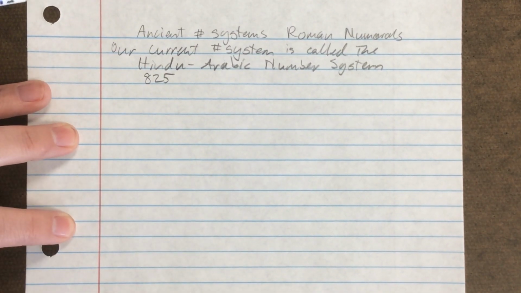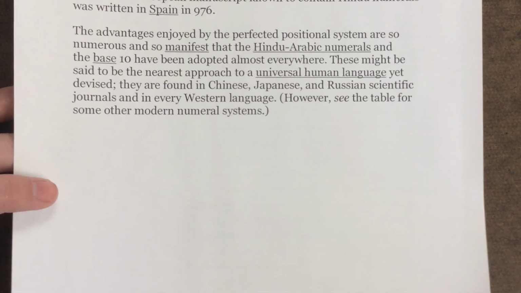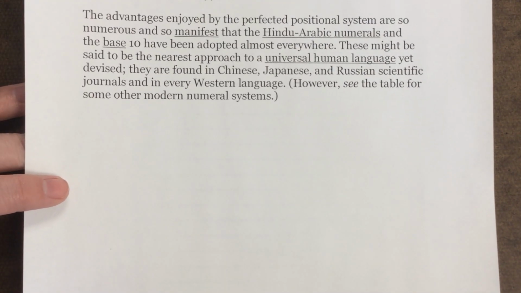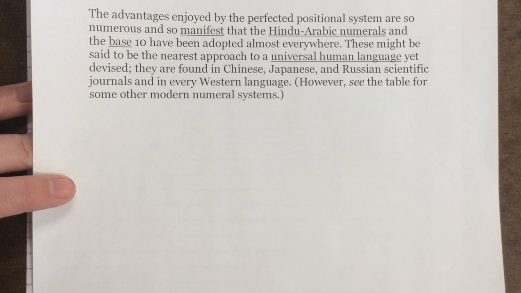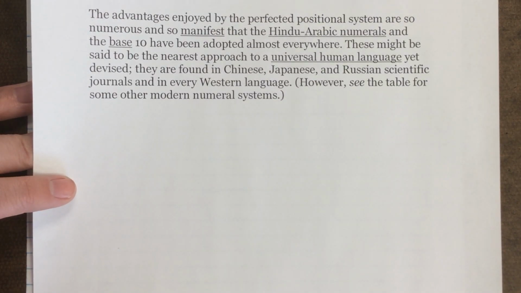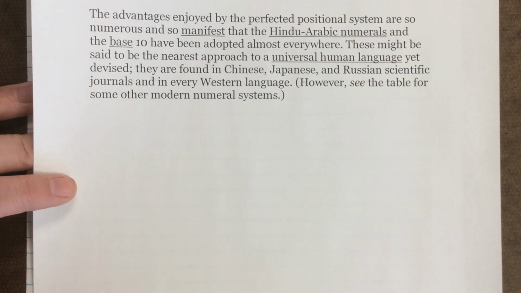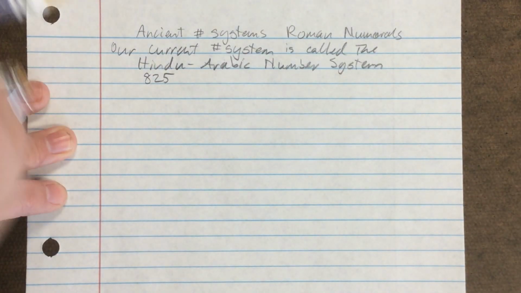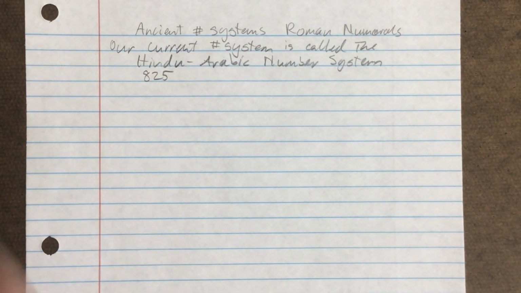Alrighty, but interesting, you can read this along with me if you'd like. The advantages enjoyed by the perfected positional system are so numerous and so manifest that the Hindu-Arabic numerals and the base 10, we've kind of talked about that a little, have been adopted almost everywhere. These might be said to be the nearest approach to a universal human language yet devised. They are found in Chinese, Japanese, and Russian scientific journals in every Western language. And that's from the Encyclopedia Britannica, to be fancy, and give references.